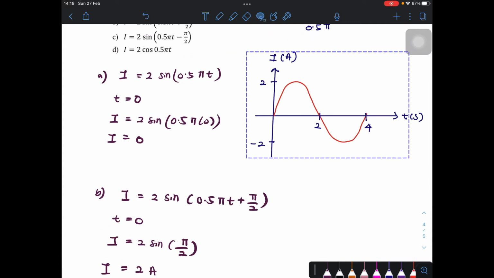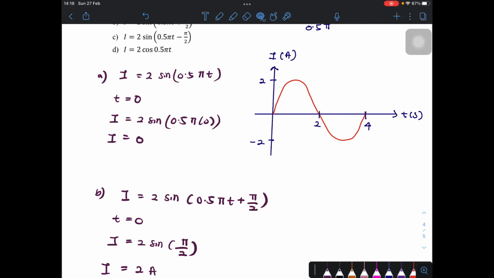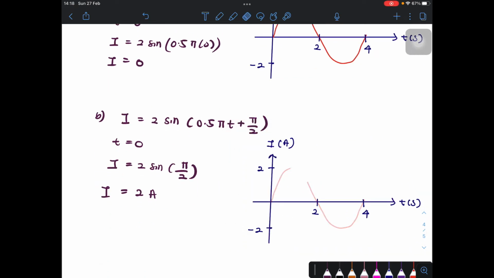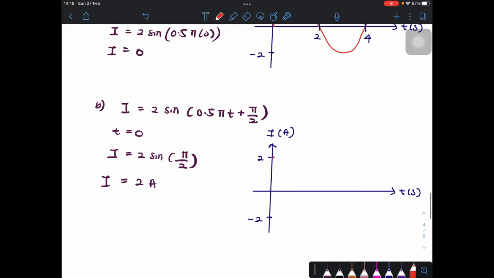Okay, let me copy this one first. So our graph will start from maximum. So start from here, then one complete cycle. So meaning that here will be 4 seconds, this one will be 2 seconds.